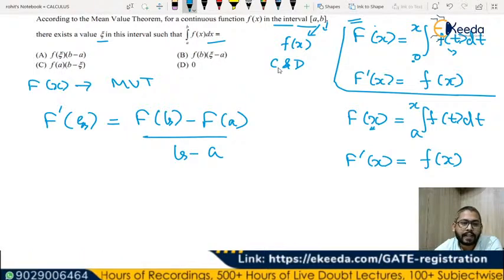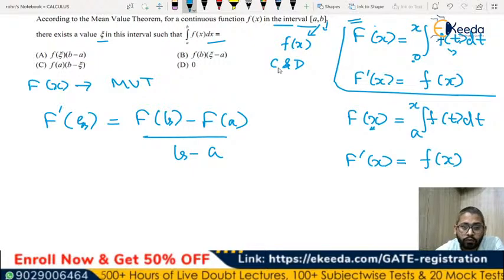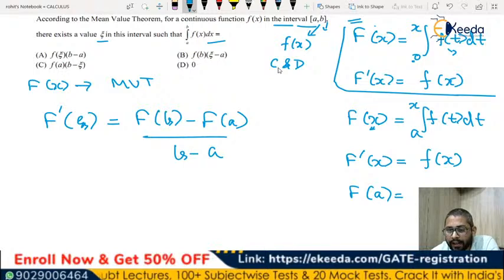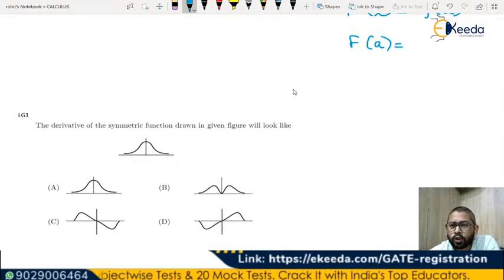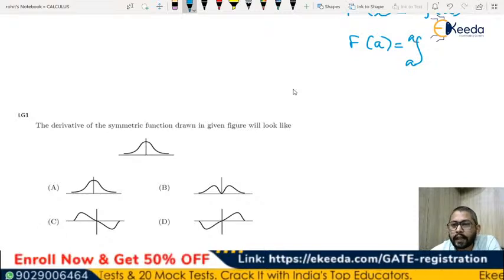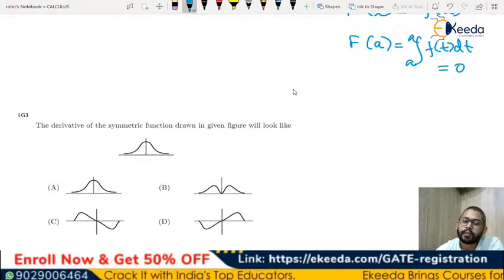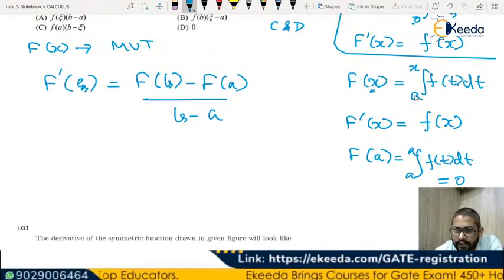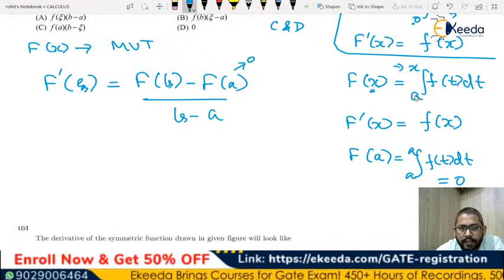So f dash of zeta is going to be (f of b minus f of a) by (b minus a). In that case, what we can write is, let's say this capital F of a is going to be the integral from a to a of f of t dt, and this has to be 0, right? Because you can apply it here: what if x is equal to a? Then it is going to be 0. So that means this value is going to be 0.